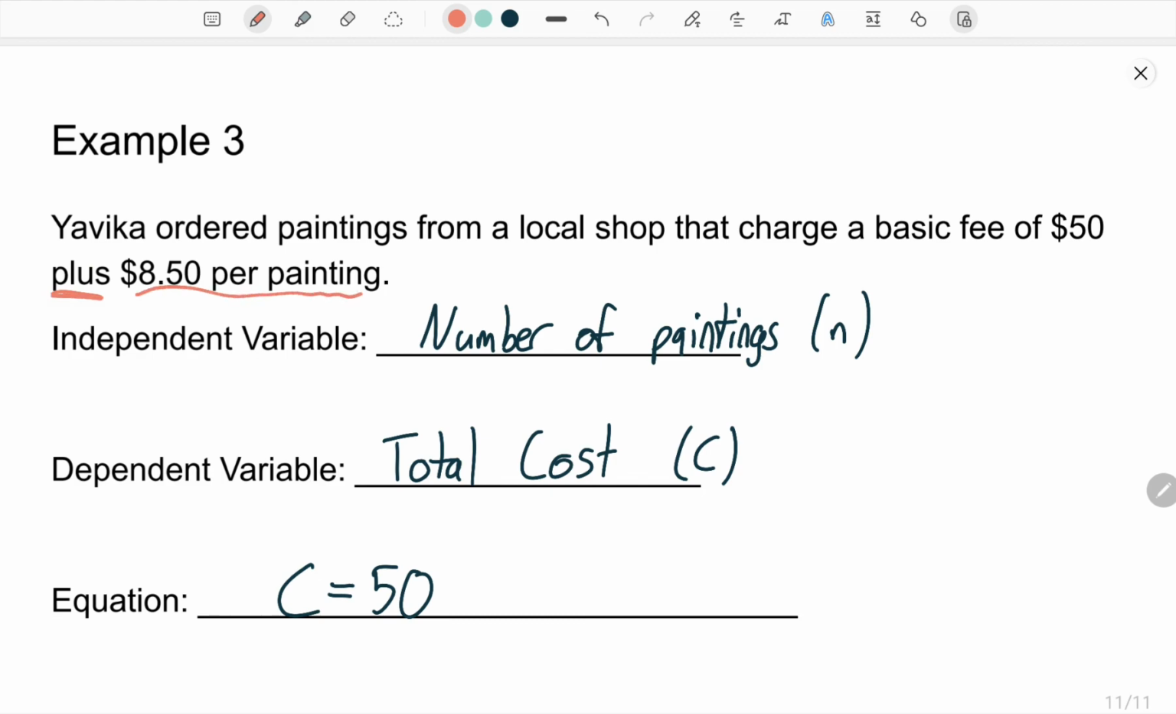Well, it says $8.50 per painting. So we need to know how many paintings we have. And for each one, we're multiplying by that $8.50. So it would be plus 8.50 times the number of paintings. So if we had 2 paintings, it would be 2 times 8.50. If you had 10 paintings, 10 times 8.50. You would just replace that N value with the number of paintings. And that is our general equation. All right, so that's everything for this lesson.